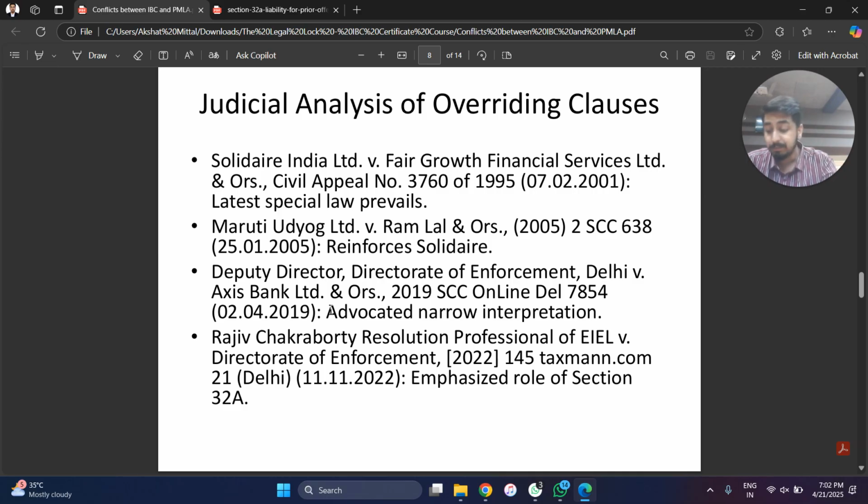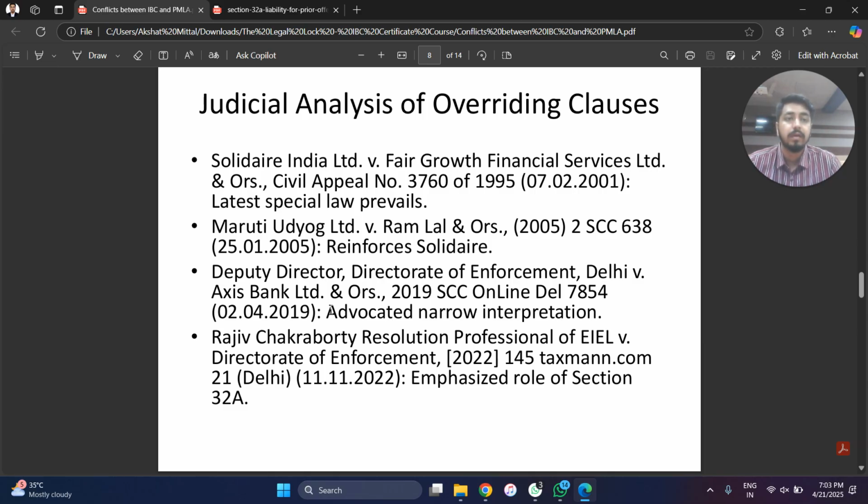So, moving forward, we come to the judgment of Rajiv Chakrabarti, Resolution Professional of EIEL versus ED. This is also a case by the Delhi High Court. In this case, the Delhi High Court has improved its interpretation with the support of Section 32A.